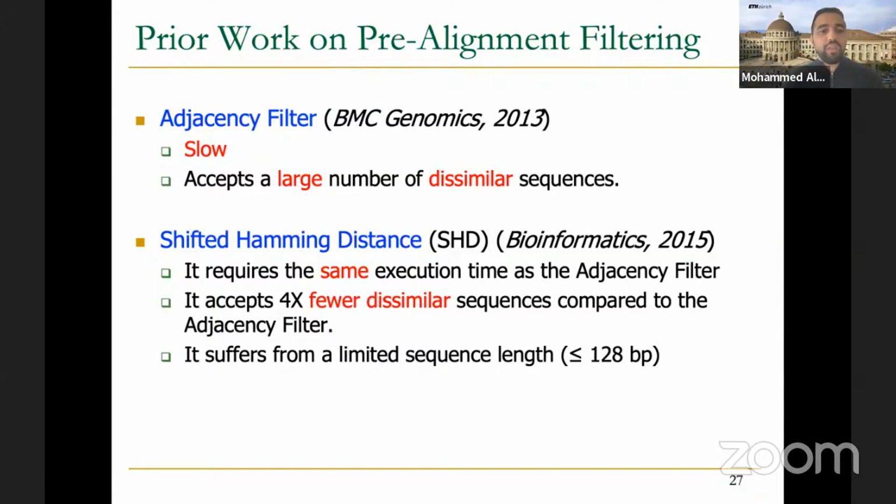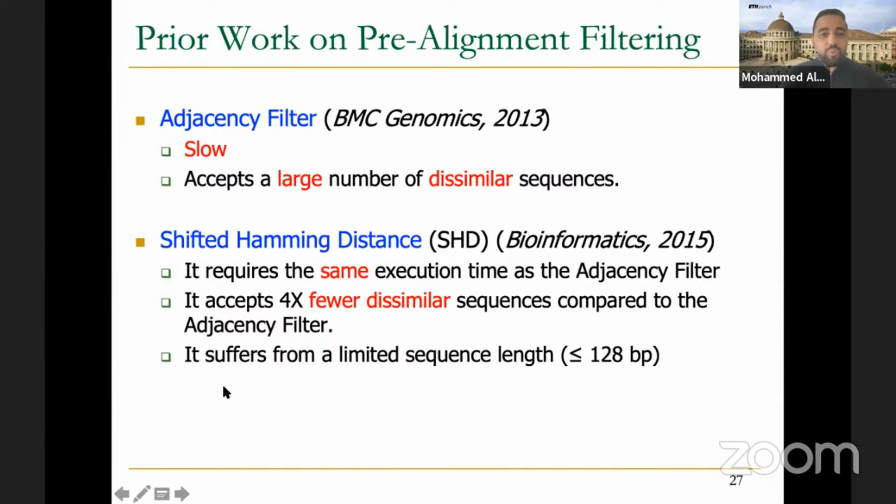We do the comparison with adjacency filtering and shifted Hamming distance, the original algorithm. Adjacency filtering is slow, but accepts a large number of dissimilar sequences. So both are disadvantages for the algorithm, since they do false accepts, and it's also slow at comparison. Shifted Hamming distance is the original algorithm; they don't apply Hamming distance in the beginning, for example, so they lose some of the computation and some of the benefits. That's why they accept more pairs as false positives, or false accepts.